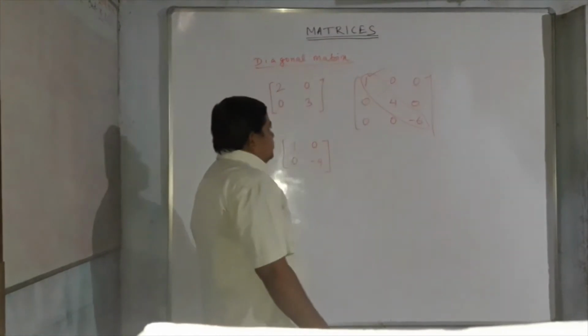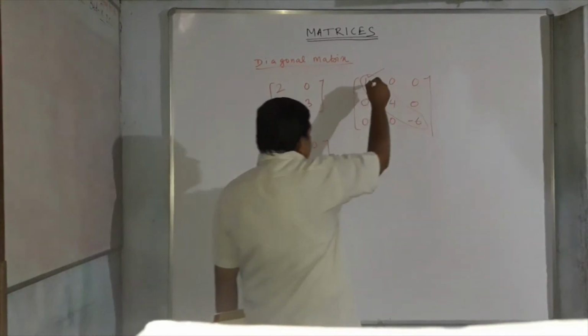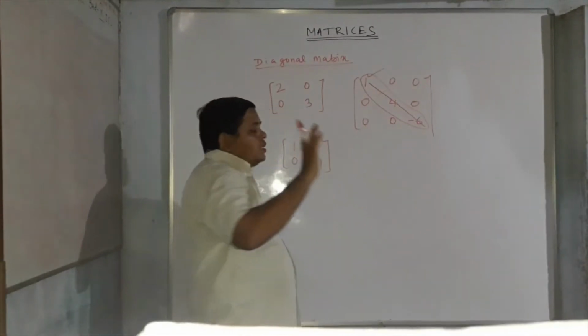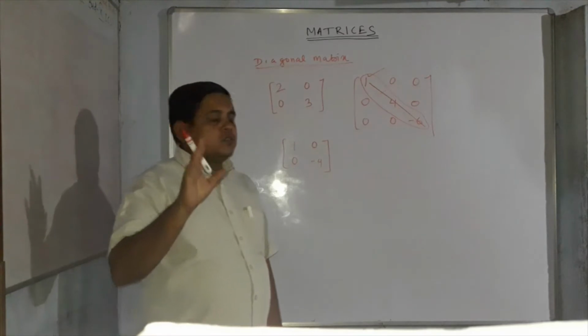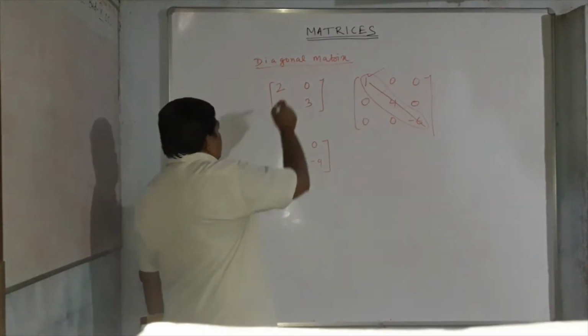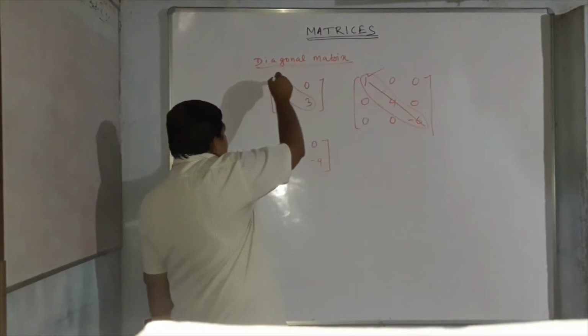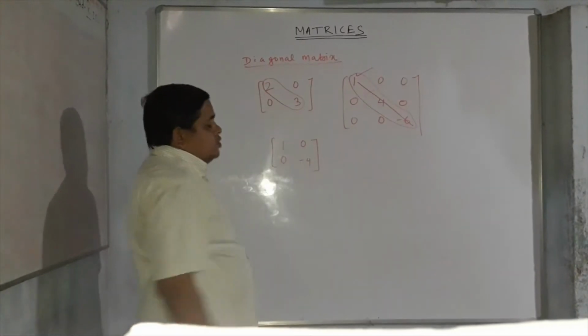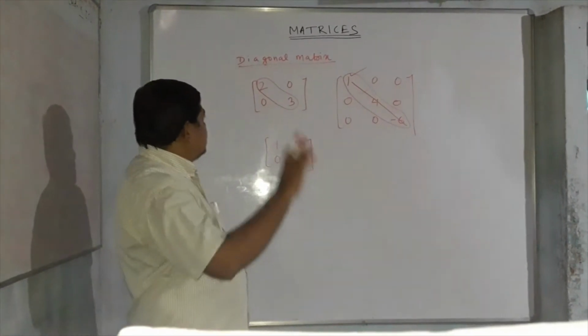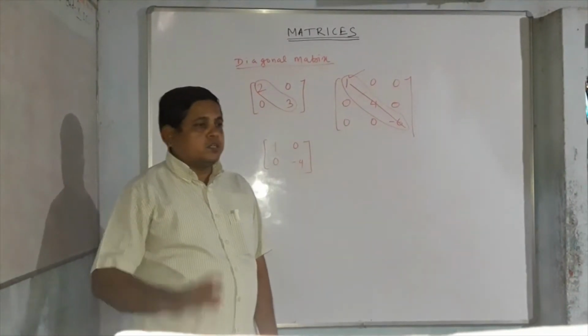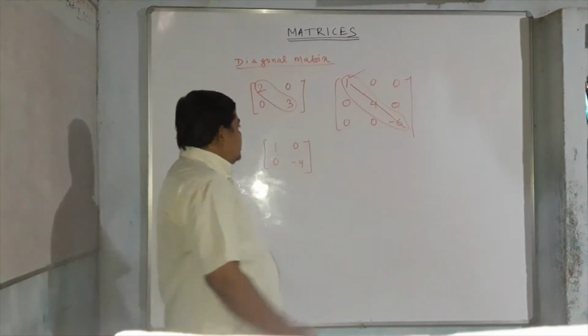bottom right. So it is called the leading diagonal, and if non-zero numbers come on the leading diagonal, then the others are zero. Excluding the leading diagonal, the other entries are zero, then they are called the diagonal matrices or diagonal matrix. Now, it is a square matrix.